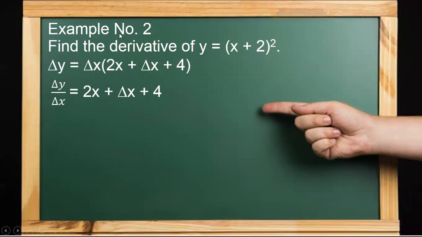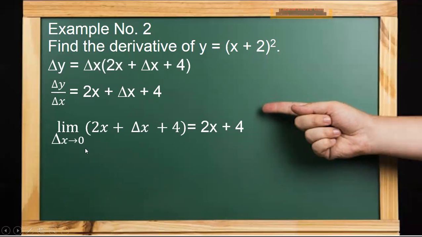Now you're going to find the limit of this function as delta x approaches 0. So we're just going to substitute 0 here. So this will be 2x plus 4. So your derivative of y with respect to x is 2x plus 4. Okay? Later on in our future videos, we'll be discussing the different derivative formulas, much easier than this method of differentiating functions.